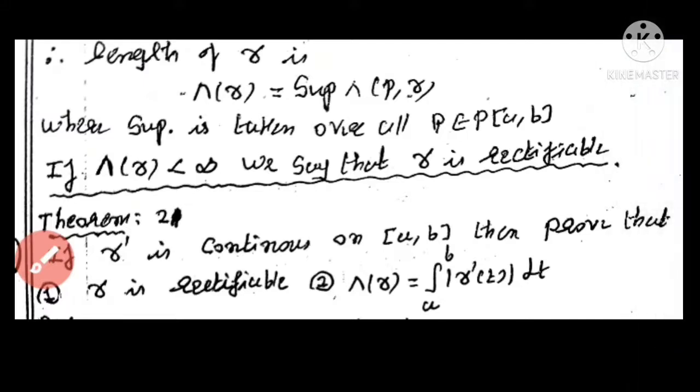Now the statement of the theorem is: if this is continuous on the closed interval AB, then prove that this is rectifiable, and the second result is this.